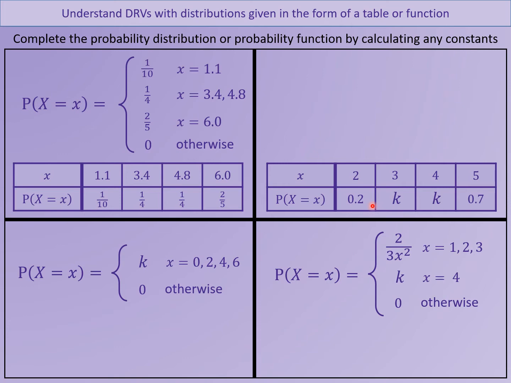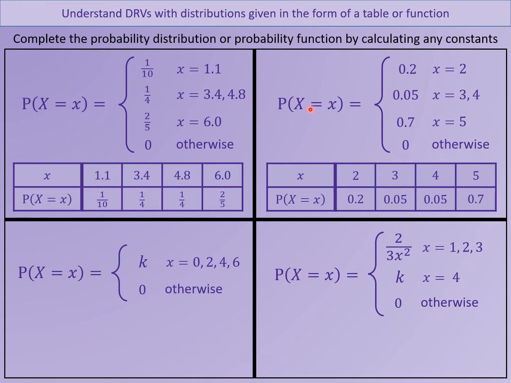Okay, so for question 2, we can see here that in order for the probabilities to add up to 1, 2k must equal 0.1, so k must equal 0.05. We can now draw the distribution function, and we can list each of the probabilities and the corresponding x values. So probability that X equals x would be 0.2 when x is 2, 0.05 when x is either 3 or 4, 0.5 when x is 5, and 0 otherwise.